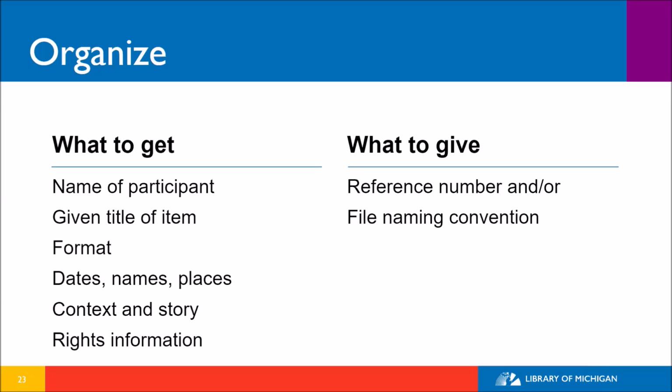Things that you're going to want to give to them are a reference number and/or file naming convention. This could be something that they could come back to later on if they decide that, no, I no longer want to share my records with people. That way they can track down the files, and you can address that at the time. Also, you can explain to them whatever file naming convention you came up with or assigned to their scans. That way they know what they're looking at when they go through it.